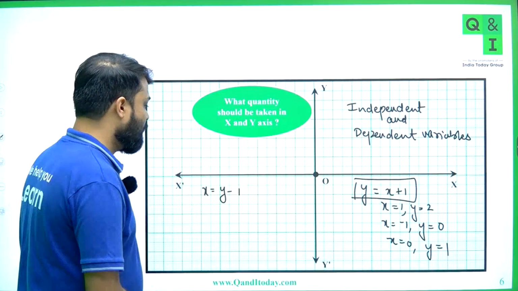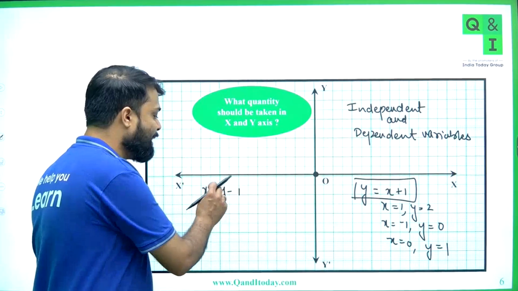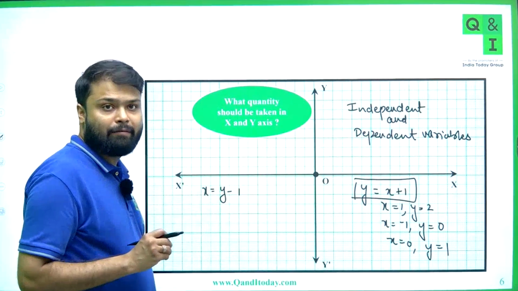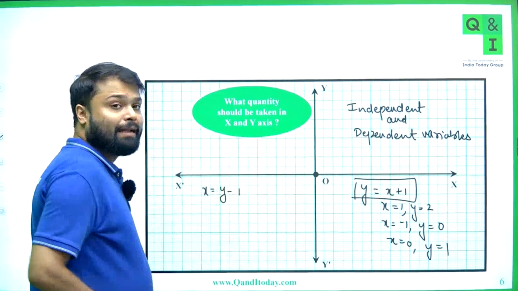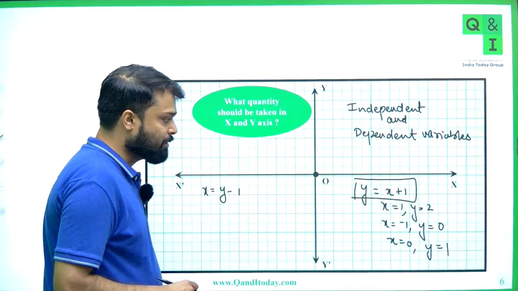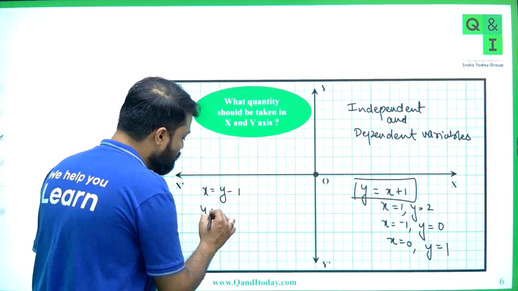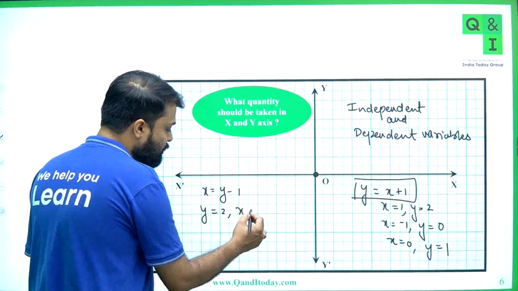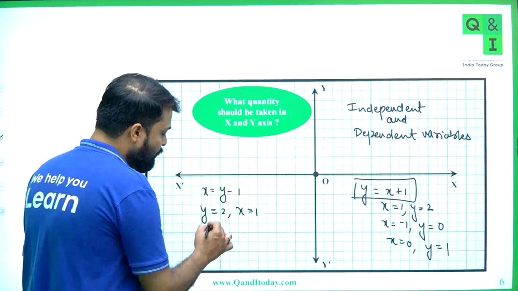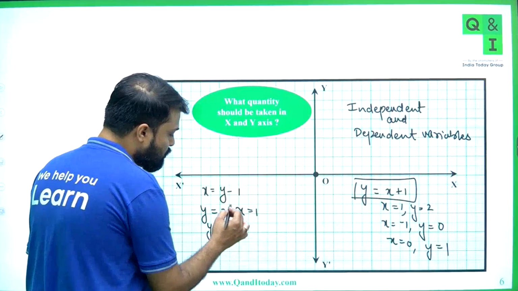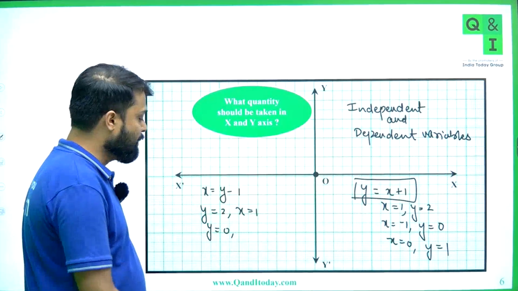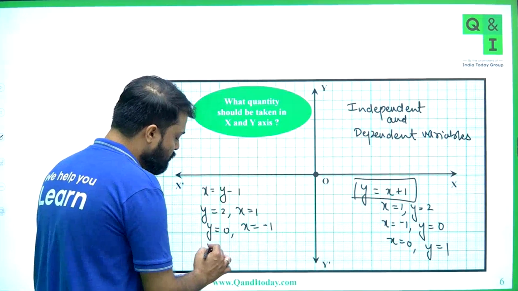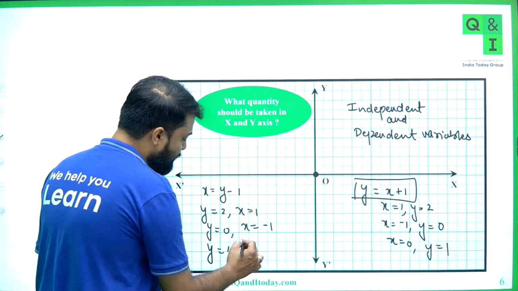Okay. Now here y is the independent variable and x is the dependent variable. Here y can take any value and accordingly x will change. Suppose I take y is equals to 2, then 2 minus 1 becomes 1, so x is equals to 1. Now if we take y is equals to 0, then x becomes minus 1. Similarly, if we take y is equals to 1, then x becomes 0.